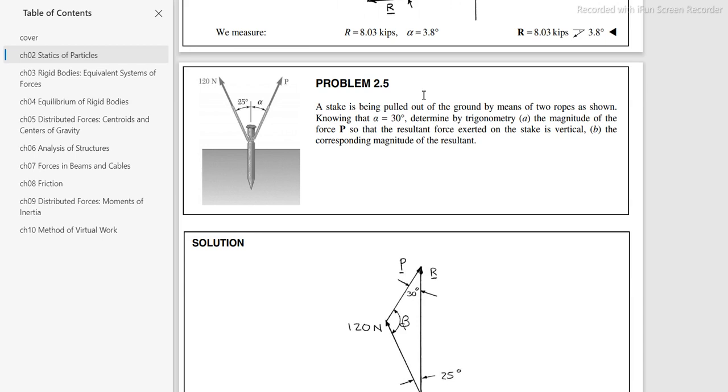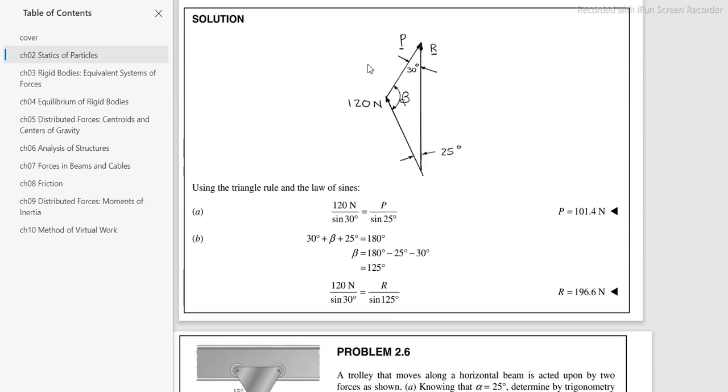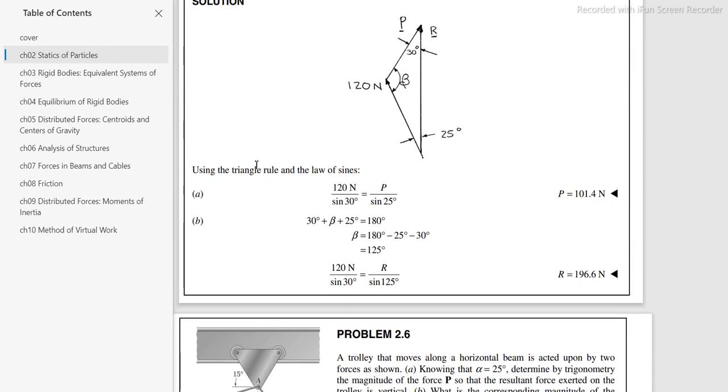Next, problem 2.5. A stake is being pulled out of the ground by means of two ropes, as shown. Knowing that alpha equals 30 degrees, determine by trigonometry the magnitude of the force P so that the resultant force exerted on the stake is vertical. And question B, the corresponding magnitude of the resultant. Here the solution is using the triangle rule.